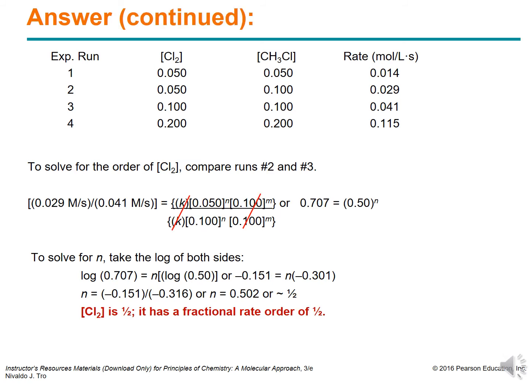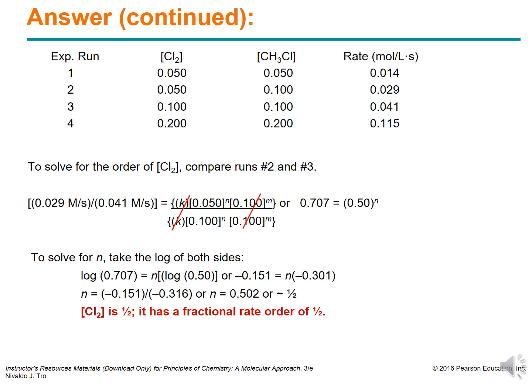When we're considering chlorine, on the other hand, we have to look at reaction runs 2 and 3, and we see that it's not so neat and clean this time around, right? We end up with 0.707 equals 0.5 to the n power, where we have to now take the log of both sides, and then we can solve for n to be 0.502, and that gives us a chlorine order of 1/2. We did say that you could have halves, you could have negative numbers, so this is a fractional rate order, and that's unusual, but it does happen, and we certainly should be able to solve for it and handle it if it did occur.